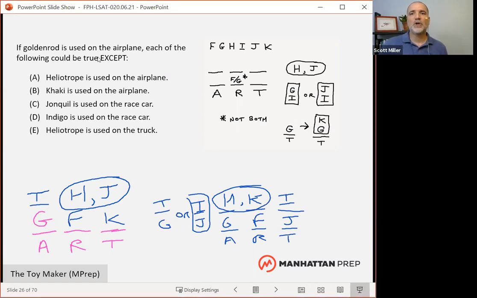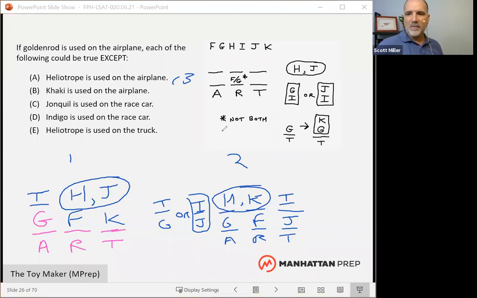Each of the following could be true except. Okay, H is used on the airplane. Is that a could be? Can H be used on the airplane? Yeah, that's a could be, right? That happens over here in my right-hand diagram. I'll just call this diagram 1 and this one diagram 2. So that happens in diagram 2.